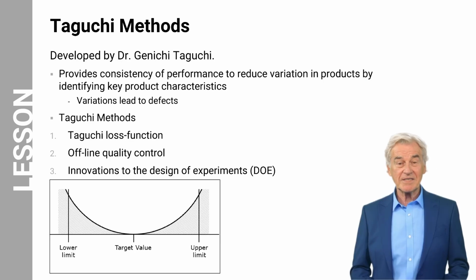The Taguchi methods are statistical analyses developed by Dr. Junichi Taguchi to improve the quality of products and provide consistency of performance in order to reduce variation in products by identifying key product characteristics. He clarified that variations led to such defects as poor fit, poor finish, oversized products, undersized products, scrap, rework, warranty claims, and most important, loss of customer goodwill.